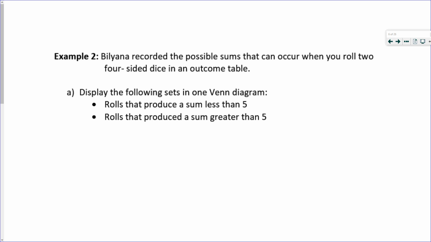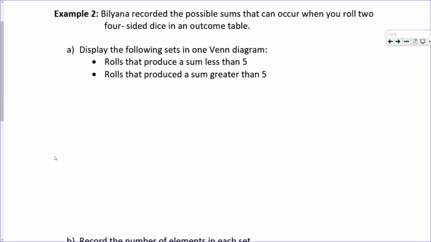For example 2, we have Belena recorded the possible sums that can occur when you roll two four-sided dice in an outcome table. We display the following sets in one Venn diagram, so the rows that produce a sum less than 5 and rows that produce a sum greater than 5. So first of all, for this question, we need to make our sum table. And so I'm going to make a chart that is 4 by 4. So 1, 2, 3, 4 across the top, and down the side is 1, 2, 3, 4.